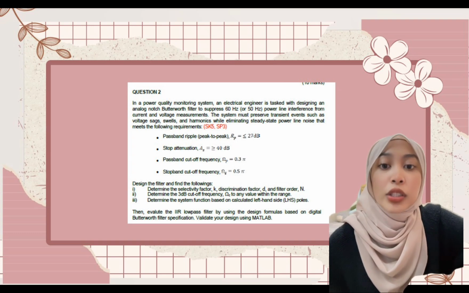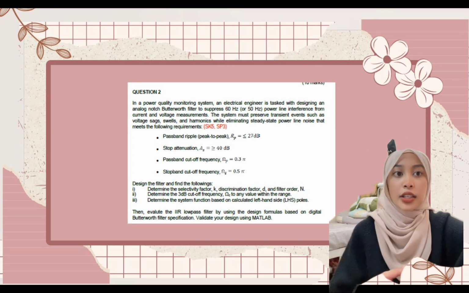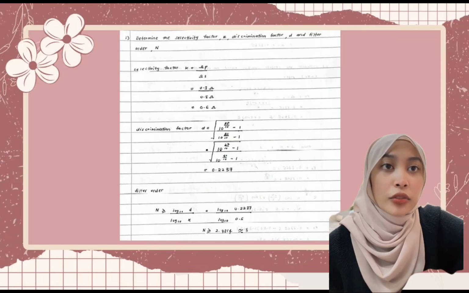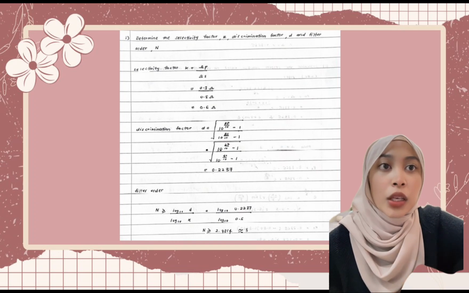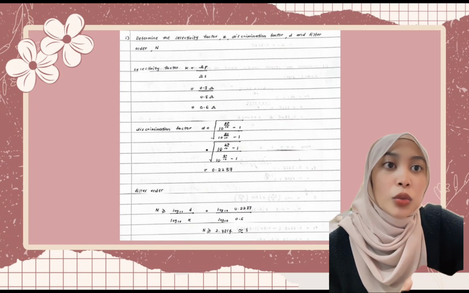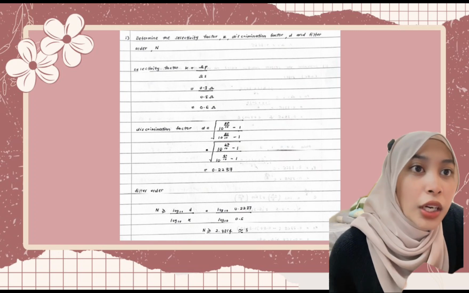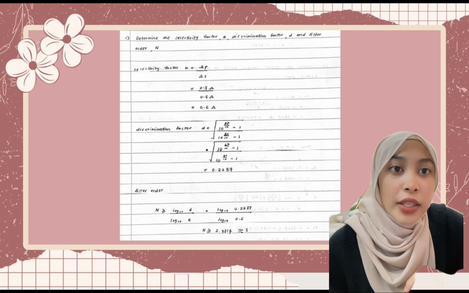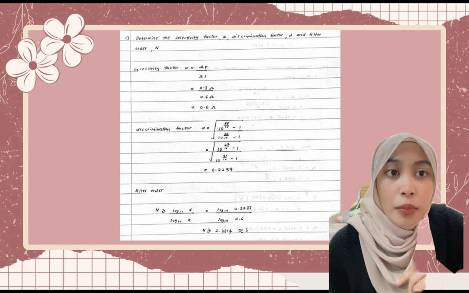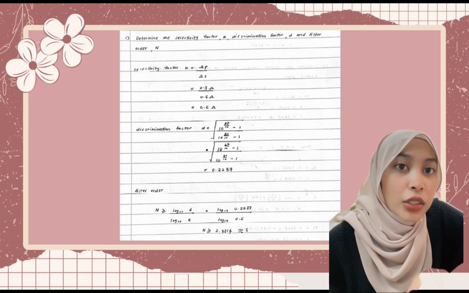So for question 2, first we need to determine the selectivity factor K, discrimination factor D, and filter order N. So first we need to find selectivity factor K equal to omega p per omega s, and then discrimination factor D equal to square root of (10 power of Rp per 10 minus 1) per (10 power of As per 10 minus 1), and filter order N equal to log D per log K, and then we can find the filter order.